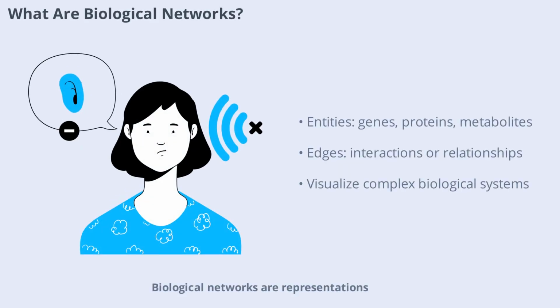Biological networks are representations of relationships between biological entities. These entities can be genes, proteins, metabolites, or even entire organisms. The connections, or edges, between them represent interactions such as binding, regulation, or communication. By mapping these networks, scientists can visualize and analyze the complex interplay that drives biological processes.